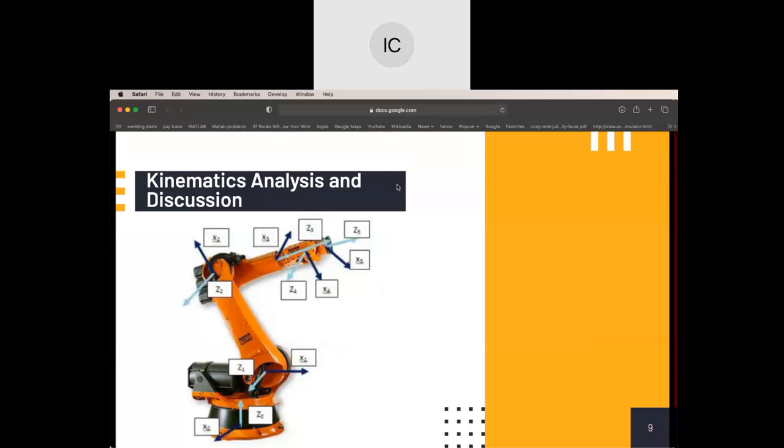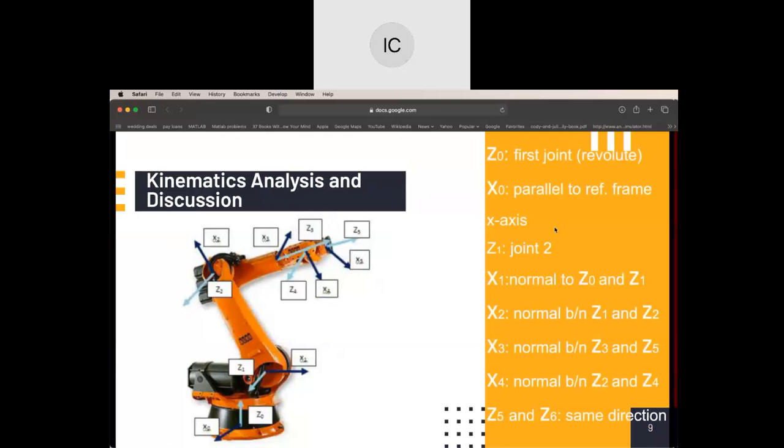So this is our robotic arm here for the kinematics analysis and discussion. On the right, these are just all of the joints and how we're going to be moving through them all. I'm not going to go through all of them, but essentially X1 is normal because those two axes are intersecting. X2 through 4 are in the direction of the common normal, and Z5 and Z6 are the same direction because they're parallel and collinear. Now Z5 also stands for the motion of joint 6, and Z6 is the motion of those end effectors. So that's what we're moving forward with.